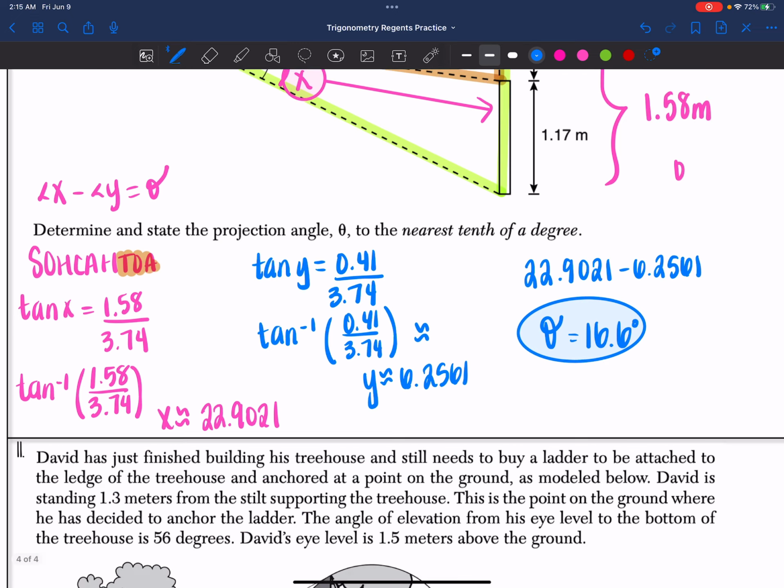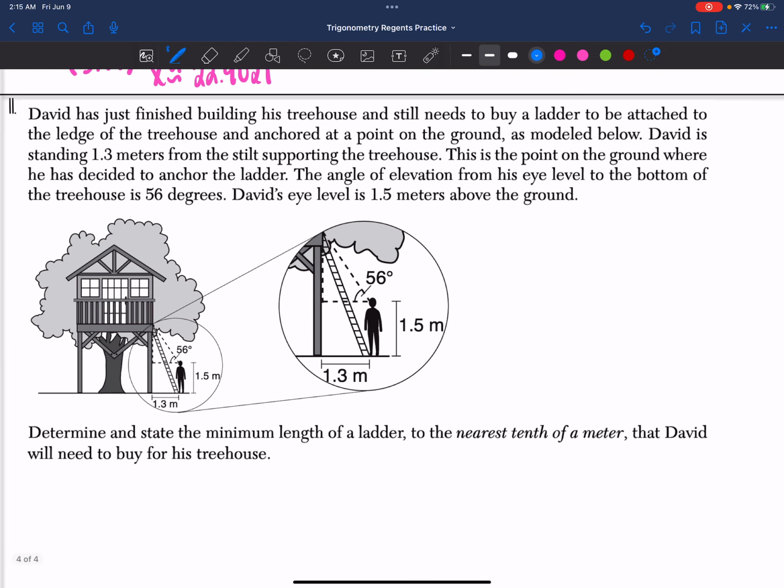Okay, so number 11. David has just finished building his treehouse and still needs to buy a ladder to be attached to the ledge of the treehouse and anchored at a point on the ground. So this is nice because they gave us a picture, but then they enlarged it so we don't have to break our eyes. David is standing 1.3 meters from the stilt supporting the treehouse. This is the point on the ground where he has decided to anchor the ladder.